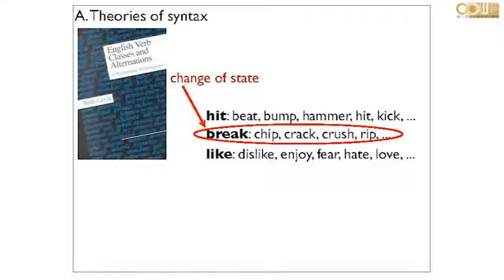What Levin and others have argued is that it's not just that verbs with similar meanings can go in the same frames, but there's actually a specific set of semantic features that predict which frames a verb can go in. For instance, break, but not the other two classes of verbs, describes a change of state. So if John broke or chipped or cracked or crushed the vase, the vase is now different. But if you liked the vase, that doesn't change the vase. If you hit a vase, it doesn't mean that the vase changes.